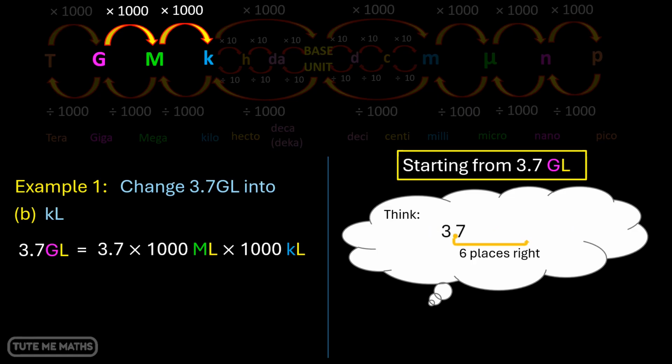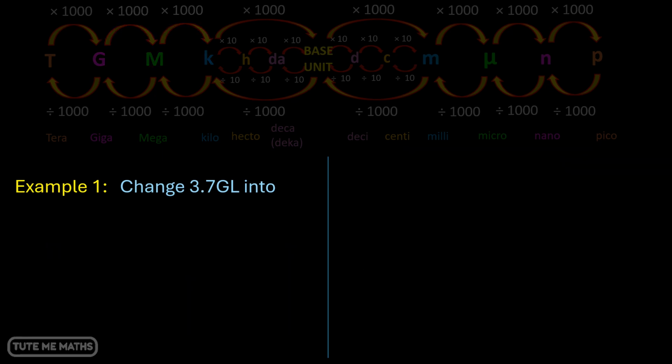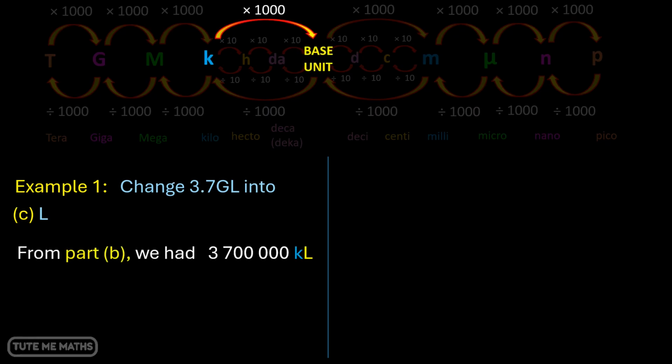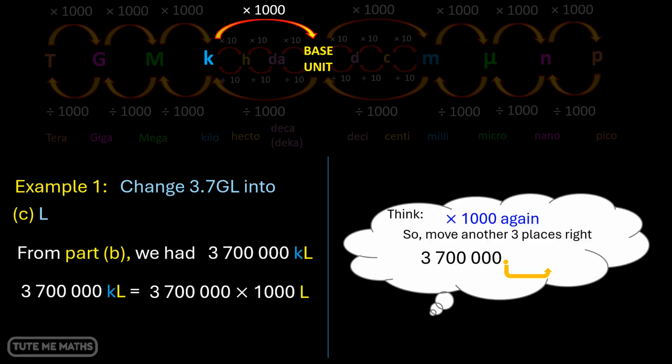A million has 6 zeros, so move the decimal point 6 places to the right. In part C, we want to change into litres. Again, we could start with part B having already converted to kilolitres, so we just need to multiply by 1,000 again. This gives us 3,700,000,000 litres.